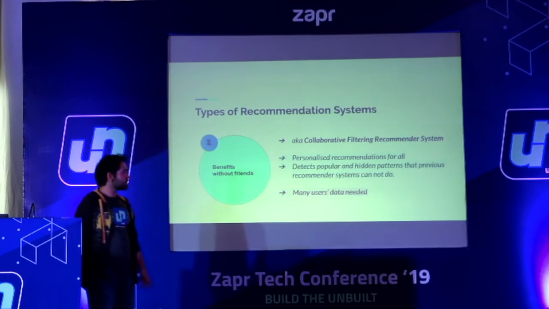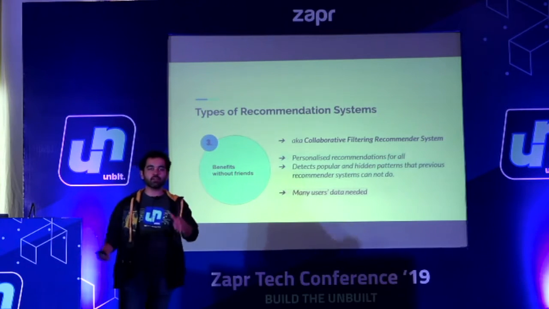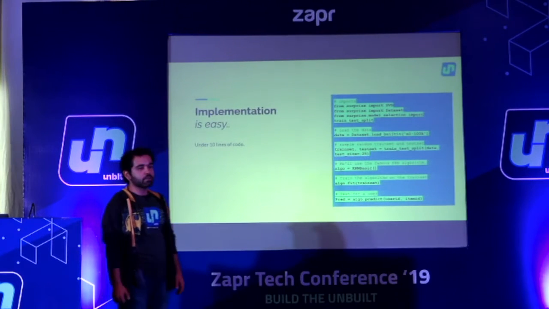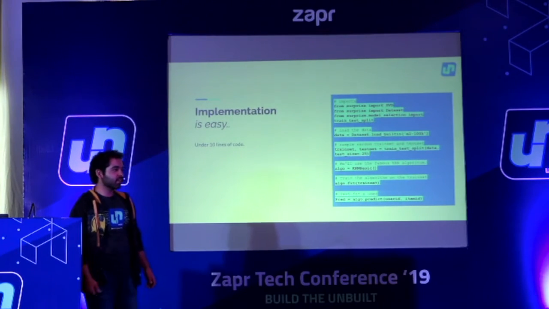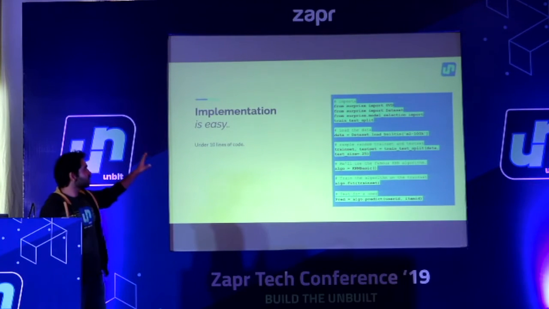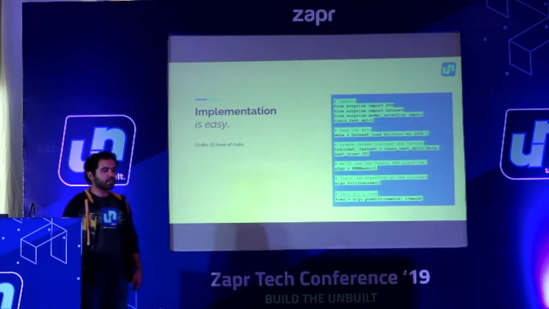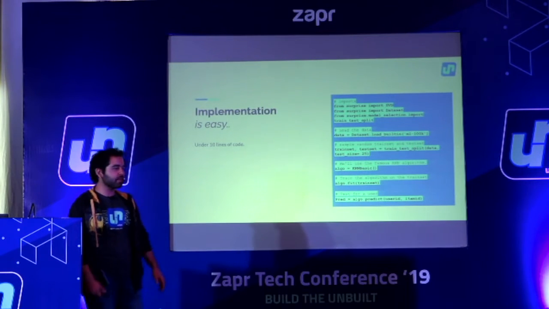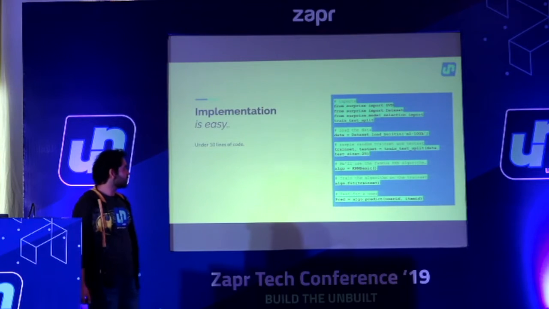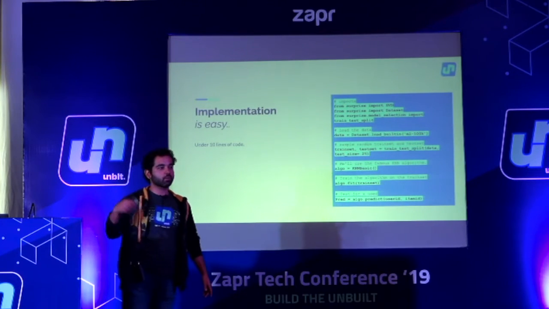The problem here is that you need a good chunk of users before you can switch to this method. Cool. So let's try to implement a recommender system. It gets this easy, especially in Python. Under 10 lines of code, I've imported a library which has recommendation system implementations. I load a data set of movies. I train a particular algo, and then I predict for a given user what would be the rating.